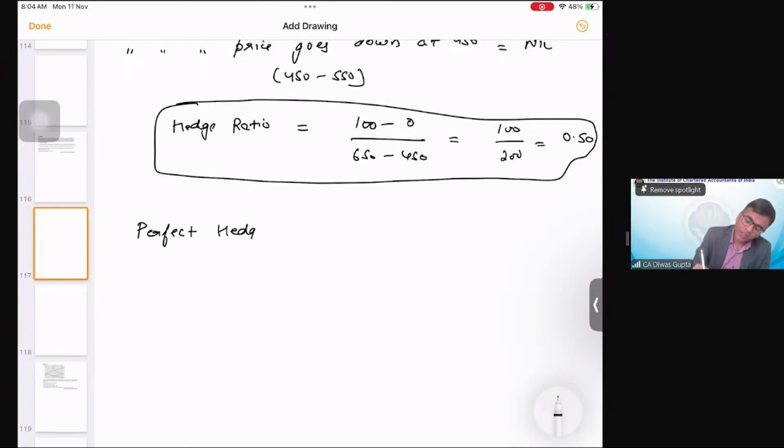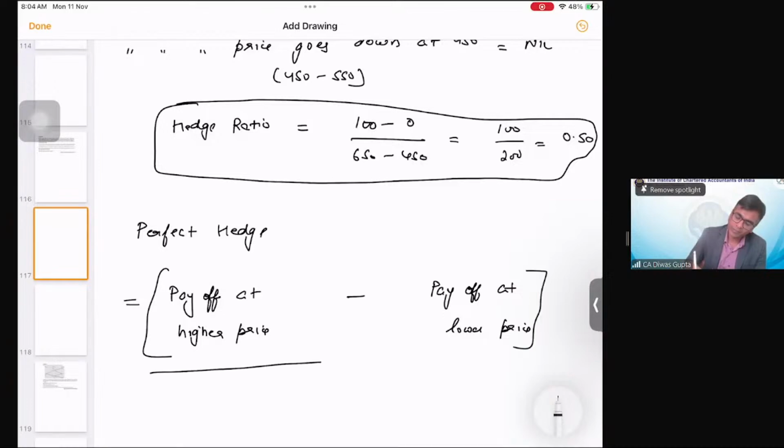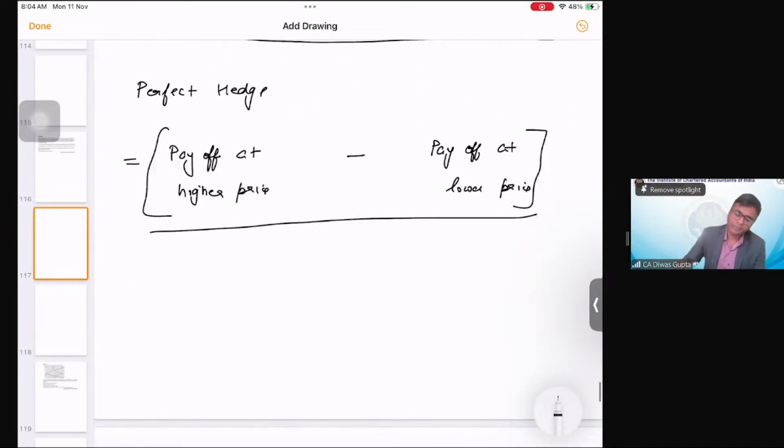So the perfect hedge will be achieved as what? I'm just rewriting the formula here. Payoff at higher price minus payoff at lower price, whole divided by higher price minus lower price.